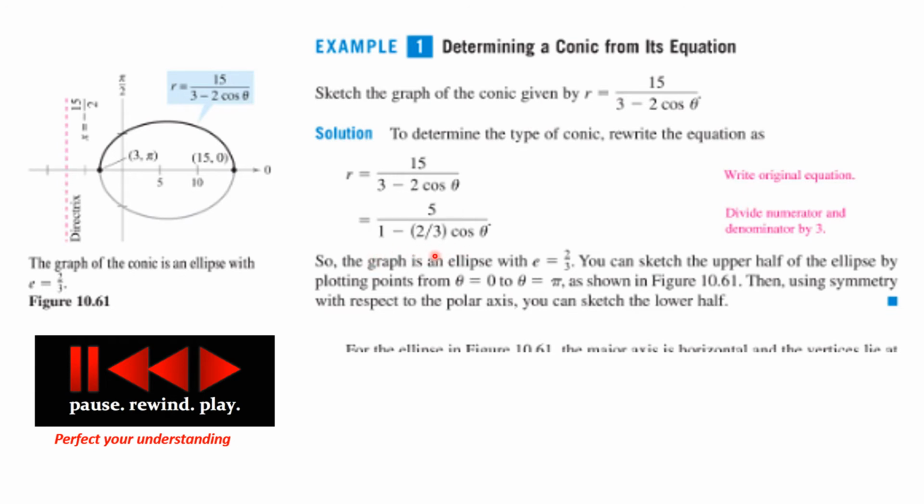I know this has to be E, and this has to be ED, so that actually tells me a lot. I know this is an ellipse, and E in this case is 2/3. So what I can do is go from theta equals 0 to theta equals pi, and I will get this top half of the curve, and then the bottom half I know will happen because of symmetry.